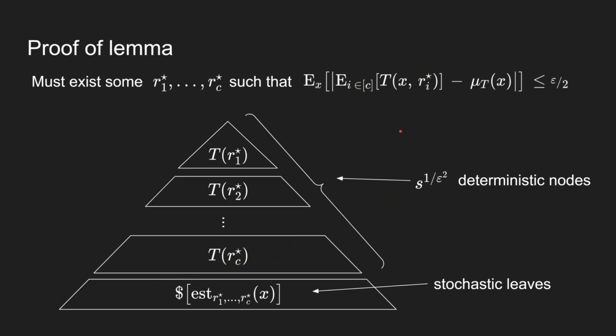So now all we have to do is build a decision tree, a deterministic one, that computes the estimator. And the way we do that is just by stacking all of the deterministic trees on top of each other. So each T of Ri star represents T with the stochastic nodes fixed by Ri star. This gives us an internal portion with s to the 1 over epsilon squared deterministic nodes. It's s to the c, where c is 1 over epsilon squared. And we label the leaves with stochastic transitions with a bias of the estimator.